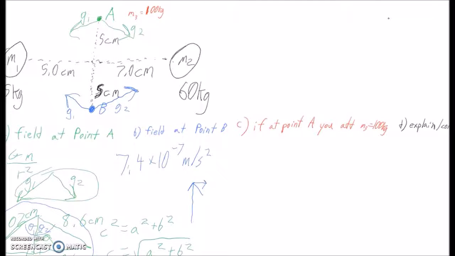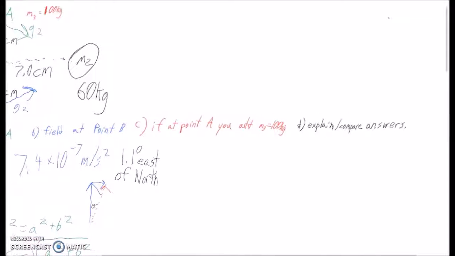So if we draw this resultant force, this in here would be our theta. So our theta will be the same because all the magnitudes are the same. So our theta is 1.1 degrees, but now it's east of north. There you go. That was part B. That was easy.